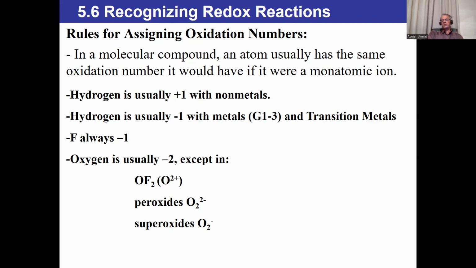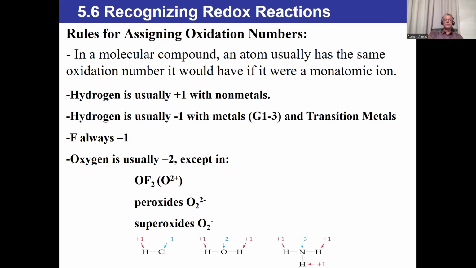Peroxides, like hydrogen peroxide H2O2: O2 forms 2-, each atom -1. Superoxides, O2 with charge -1, means each oxygen atom has half oxidation number, so oxygen in superoxides is -1/2. In peroxides, -1. In OF2, +2. These are exceptions; oxygen usually forms the common ion -2.